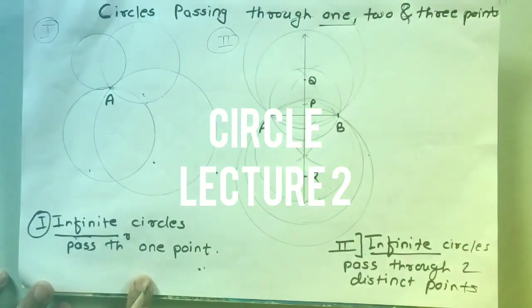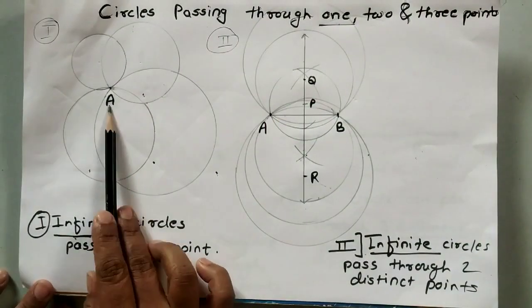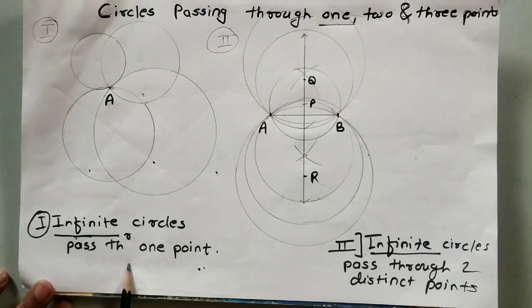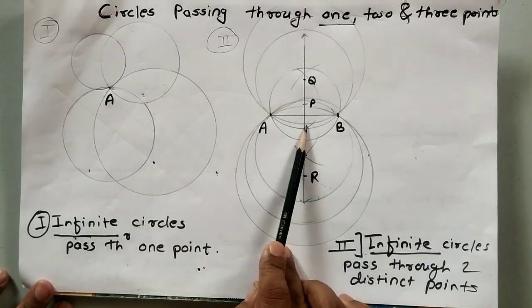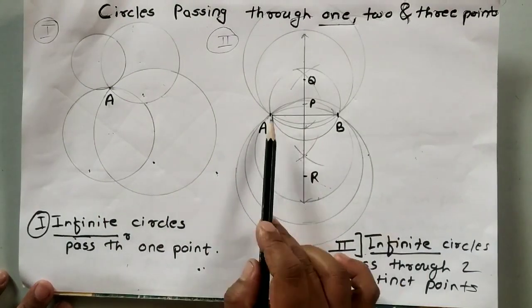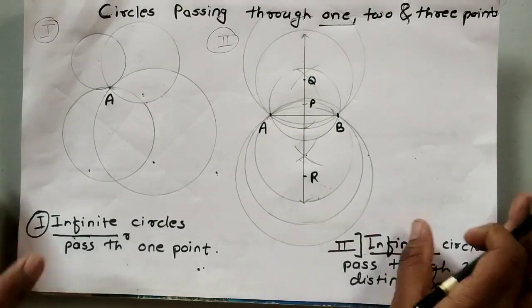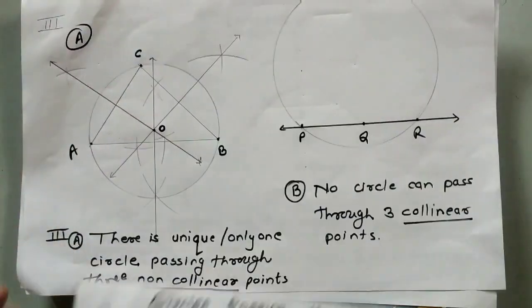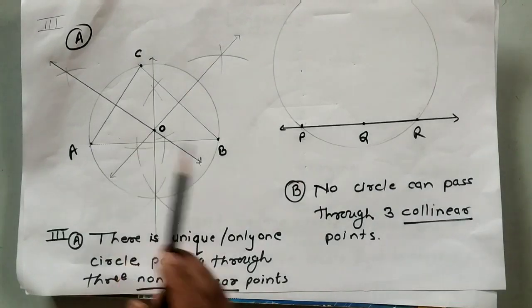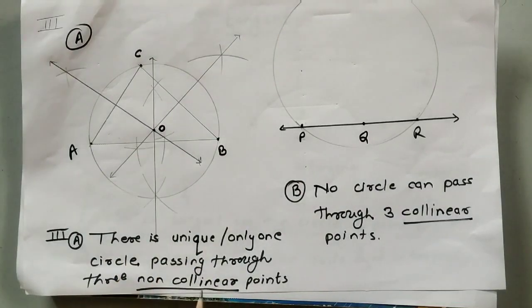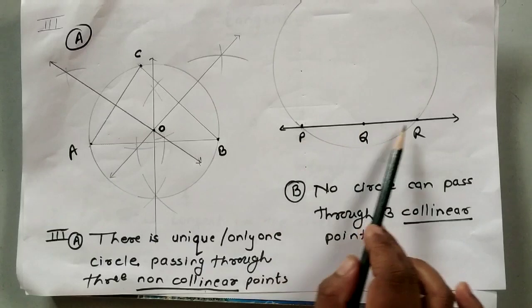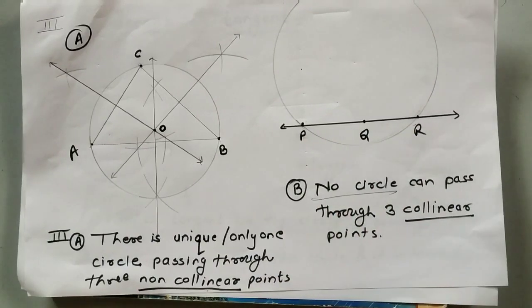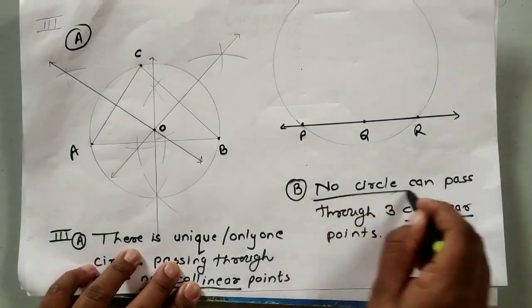So today we have seen that infinitely many circles pass through one point, and infinitely many circles pass through two distinct points. Then only one unique circle can pass through three non-collinear points, and if the points are collinear, no circle can pass through these three points.